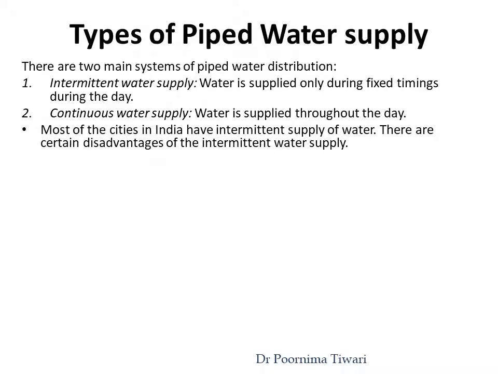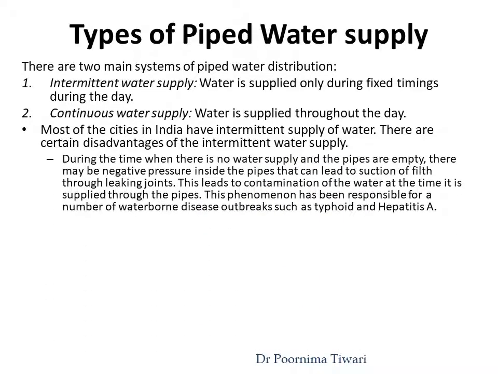Now there are some disadvantages of this intermittent water supply. The greatest disadvantage is that during the time when there is no water supply, the supply line or the pipes are empty, and a lot of times there is a negative pressure inside these pipes. So what this leads to, these pipes, somewhere something is leaking or decayed, they suck in the filth and mud from outside into inside because of negative pressure.